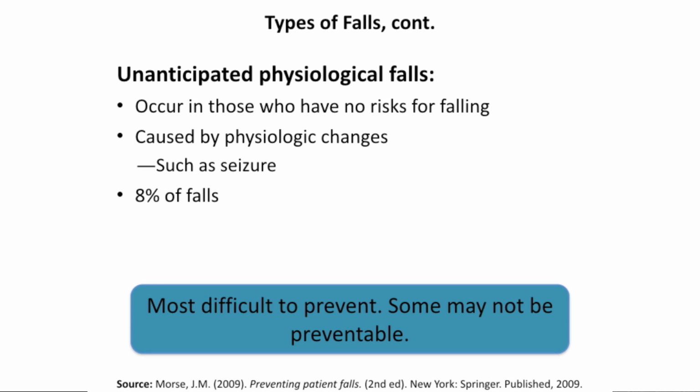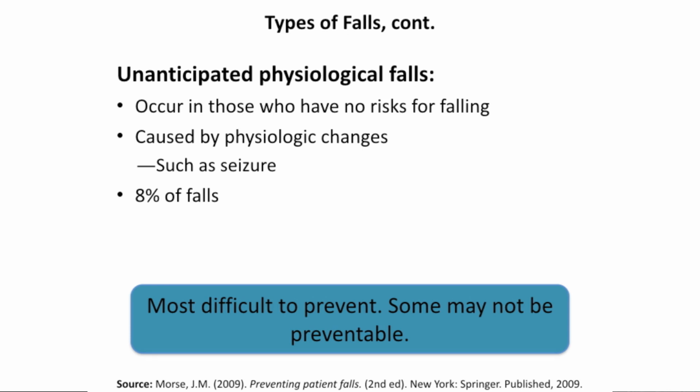So you could say, well, you didn't know that patient could have a seizure. There weren't precautions taken. You couldn't have avoided it. This was an unanticipated physiological fall. That accounts for about 8% of falls. These are difficult to prevent, and some of them may not be preventable.